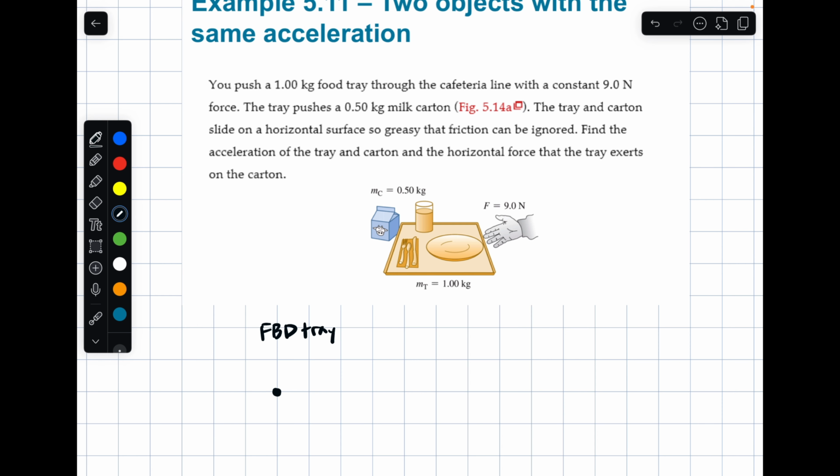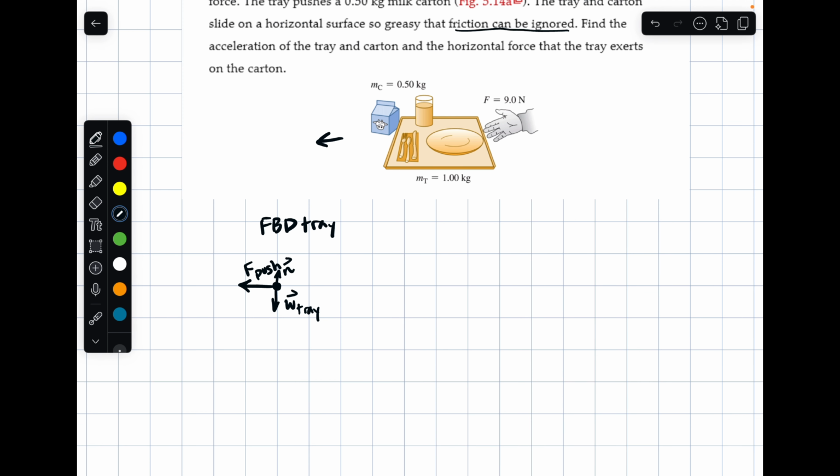So the tray is feeling a push, right? A push of 9 newtons. And according to this picture, it looks like it's being pushed to the left. So the force of the push will be pointing to the left. And what else is that tray feeling? It's going to feel the force of gravity due to its own weight. And then it's going to feel a normal force. There is one more force acting on the tray, and that is the contact force between the carton and the tray. So the carton is going to be pushing on the tray to the right.